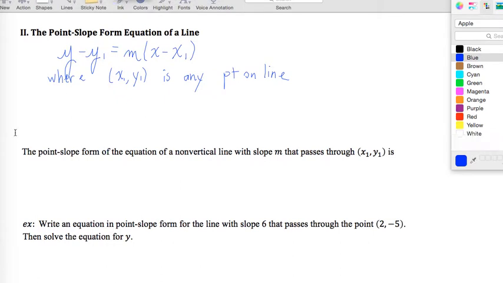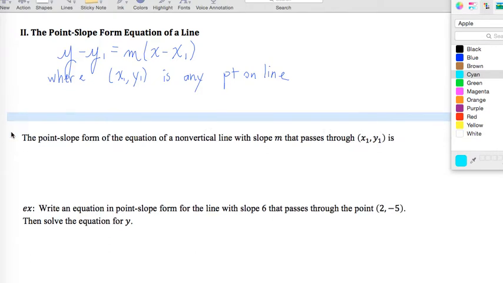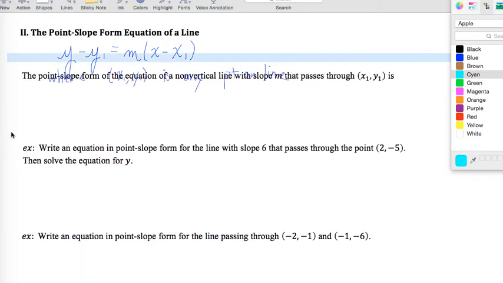Okay, and m is the slope, obviously. I didn't say that, but m is still the slope. So actually that is right there, the point slope form of the equation of a non-vertical line.